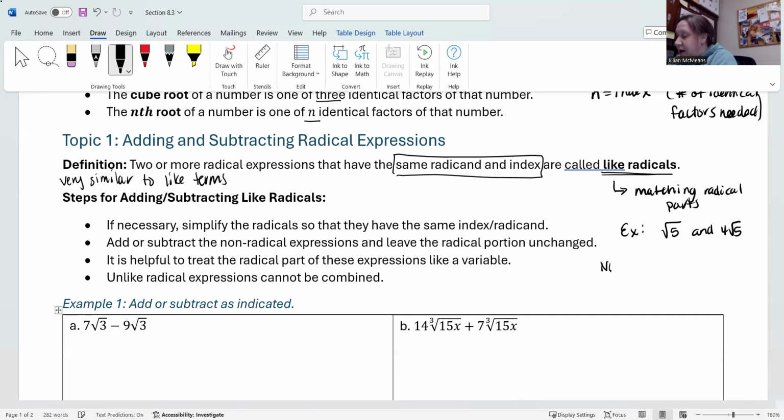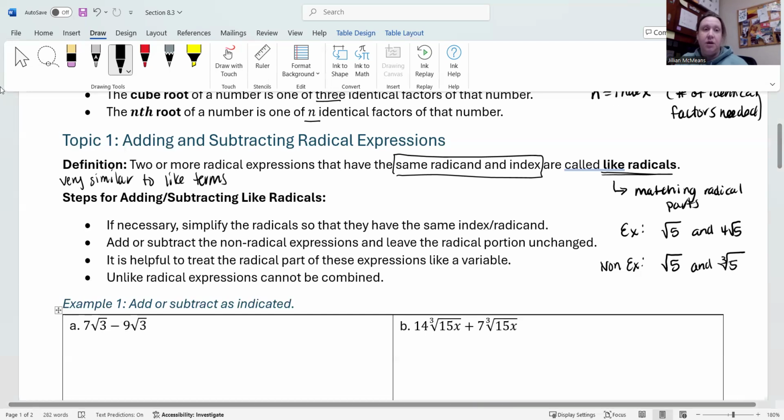A non-example, that would be something that kind of looks like radicals maybe, but is not, would be something like if we had the square root of 5 and the cube root of 5. So in this case, the radicands match, they're the same, but the index is not. And both of those pieces have to match to have what's called like radicals, okay? And if we have like radicals, we can very easily add and subtract them. So when we're adding and subtracting radical expressions, we're looking for those like radicals that we can combine.